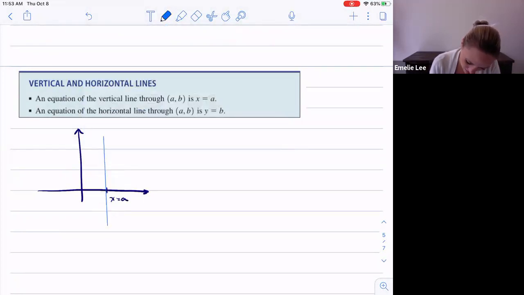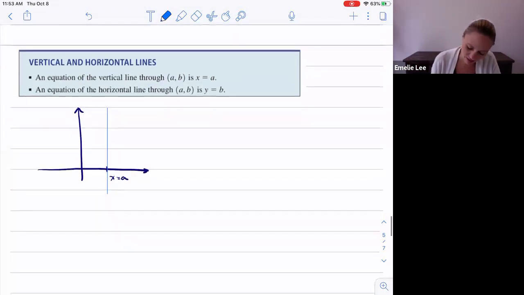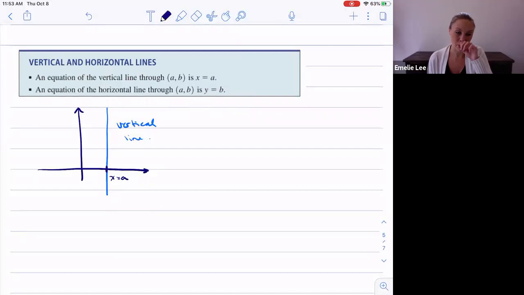Oops. Not very straight, is it? Try to start it closer. That's supposed to be straight, but the rest of my graph isn't straight, so, right? And so here, this is a vertical line. Try to make it a little bit thicker, there. And this point is at x equals a.